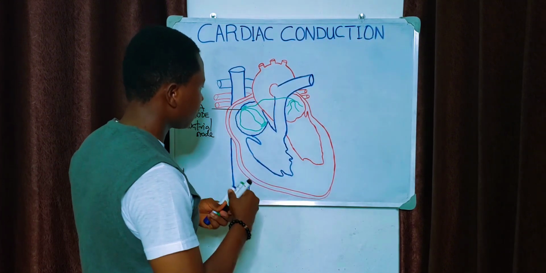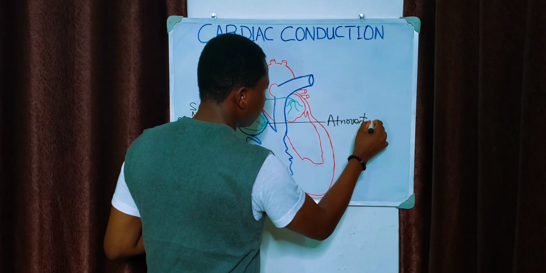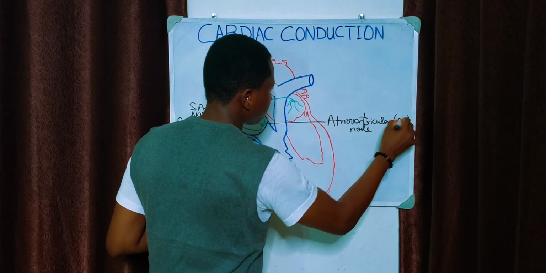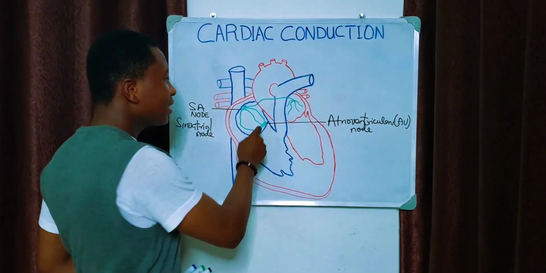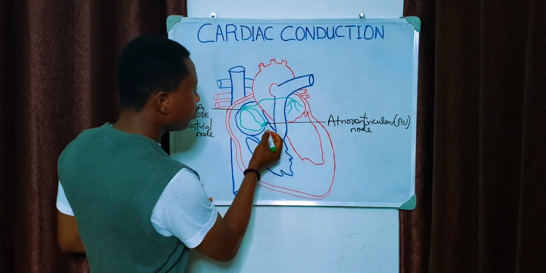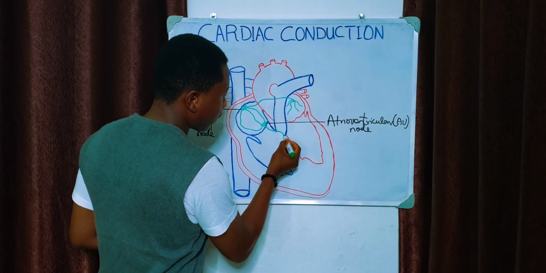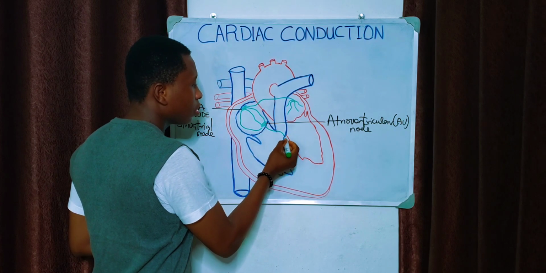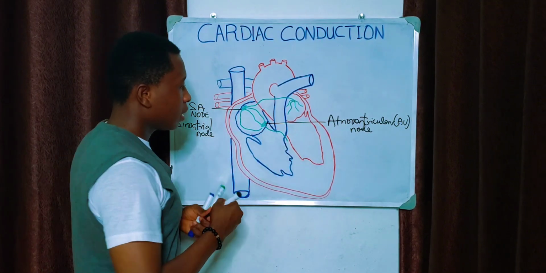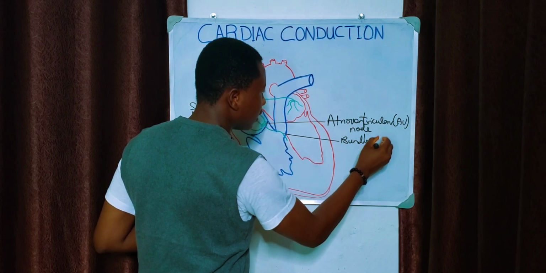So let's label that atrioventricular node, AV node. All right, so we have the SA node and the AV node. This is actually very important, and I'm going to talk about that very soon. Now, the AV node has an extension that comes this way. That extension of the AV node is known as the bundle of His.